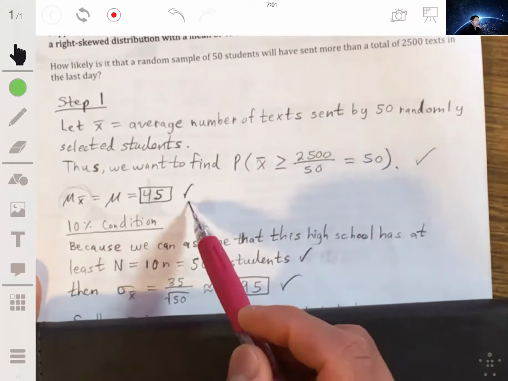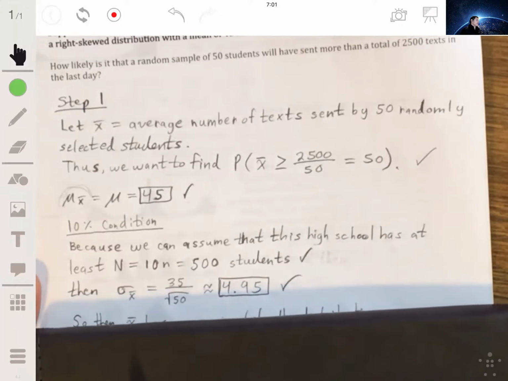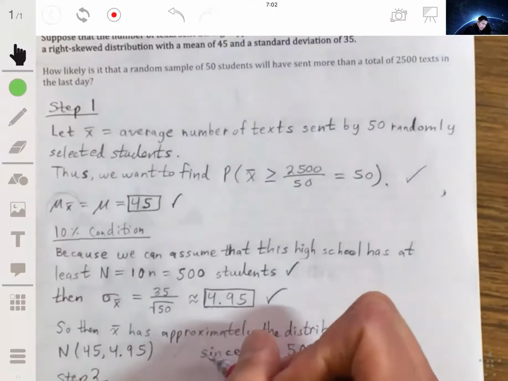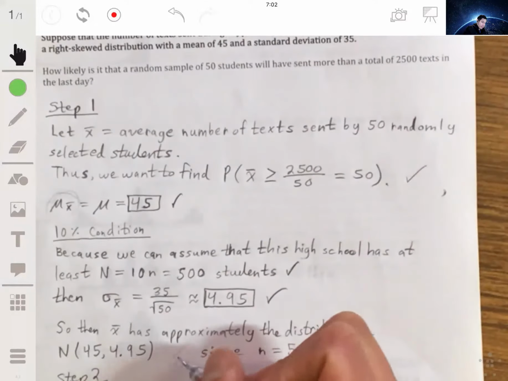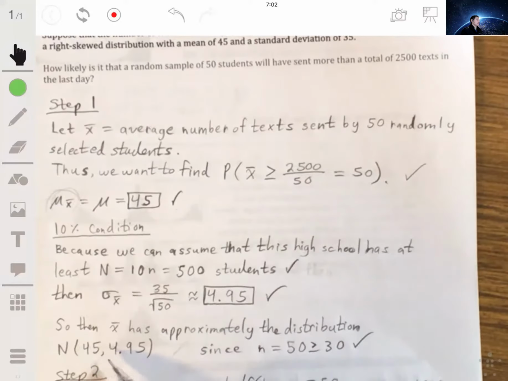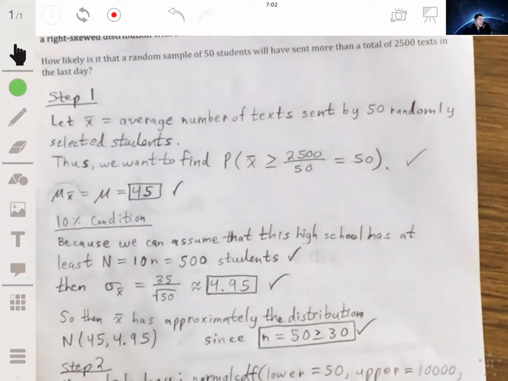So we got the center, we got the spread, and now we just need the shape. And since the sample size is at least 30, we can say that it will be approximately normal. And I like to always put check marks by the key points here. So the distribution is normal with a mean of 45, standard deviation of 4.95, since our sample size is 50, which is at least 30. And let me just put a box around that. It's kind of the first time we're using that.